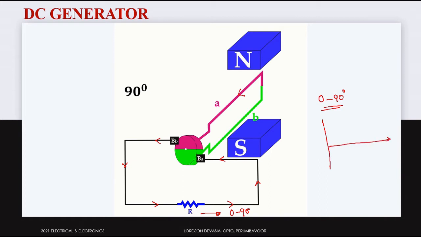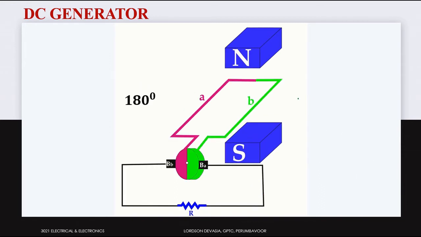So at the position of 0 degree, the EMF induced is 0 and starts increasing, reaches the maximum value. So this is the 90 degree. Then considering 180 degree, the conductor is in between north and south pole, so no EMF is induced in conductor A. This is 0 to 90 degree.